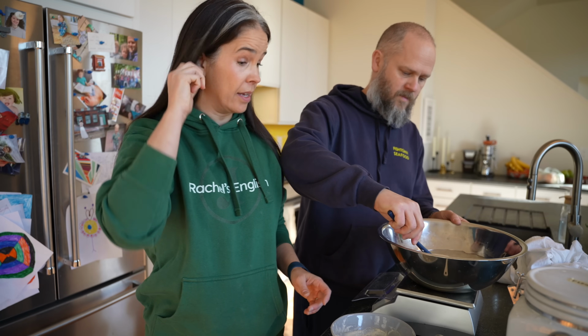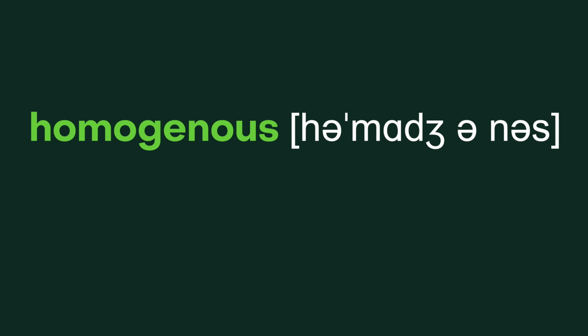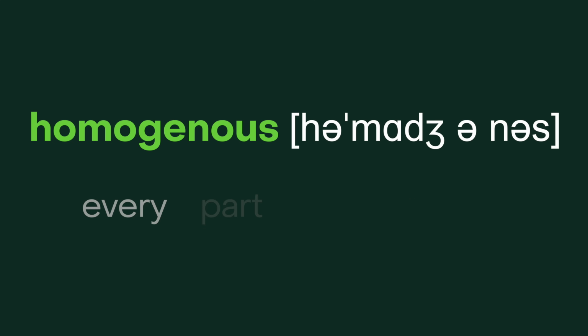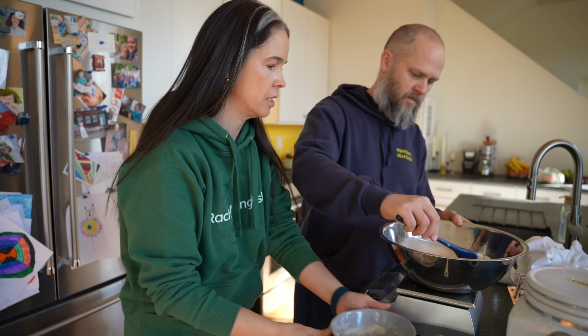Now mix it up with our spatula. It doesn't have to be super perfectly homogeneously mixed. If something is homogeneous, that means every part of it is exactly the same. In this case, some parts will have a little bit more water, some a little bit more starter, and some a little bit more flour, because you don't have to mix until it's exactly homogeneous.